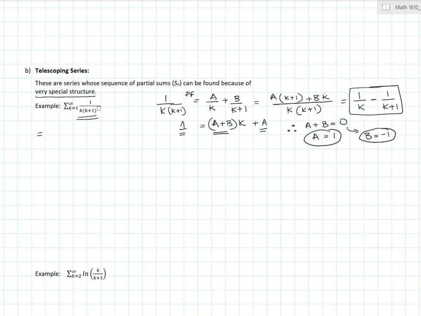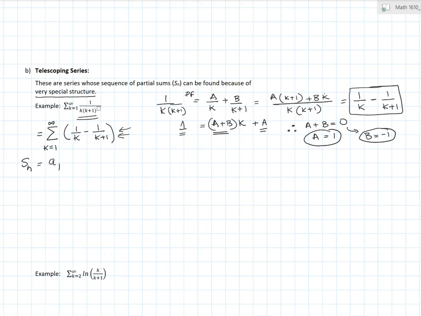Okay, so this series essentially is the sum from 1 to infinity of 1 over k minus 1 over k plus 1. So a telescoping series must turn out to have some form of this type, because when we start writing the nth term of the partial sequence, then something interesting happens. So let's write what is Sn.